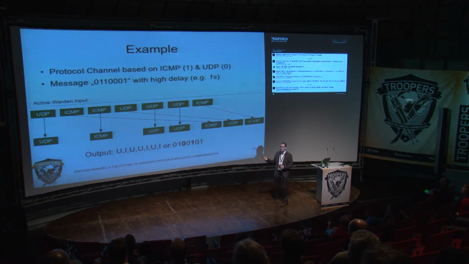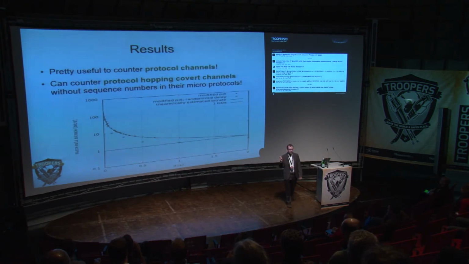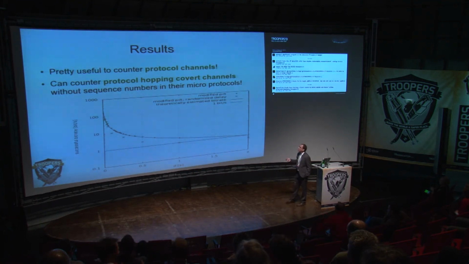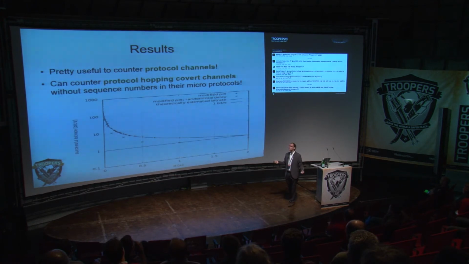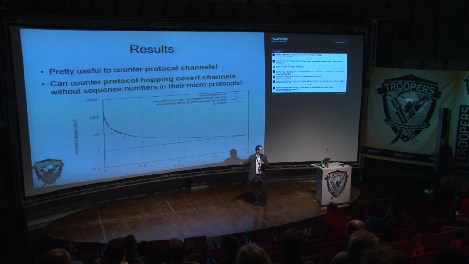So the approach is very easy. We can limit the maximum error-free bandwidth of the covert channel very efficiently using either a constant or a randomized delay. The randomized delay is even more efficient. In the end, it's an optimization problem between usability and security, like in so many cases, because the administrator has to configure the delay. However, there's one problem, and that is protocol hopping covert channels with sequence numbers, because they can resort the hidden message.